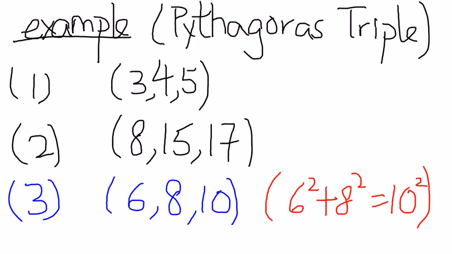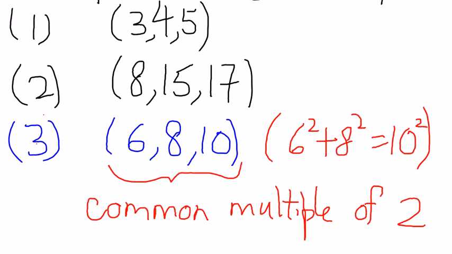And back to my original question, I'm asking, is there any common similarity, common property between the first one, 3, 4, 5, and the third one, 6, 8, 10? I believe you can tell me that the common property is that there's a common multiple of 2 among the three numbers 6, 8, 10. If you divide the 2 as a factor out of the three numbers 6, 8, 10, you can easily get back to the original triple 3, 4, 5 in the first example, right?